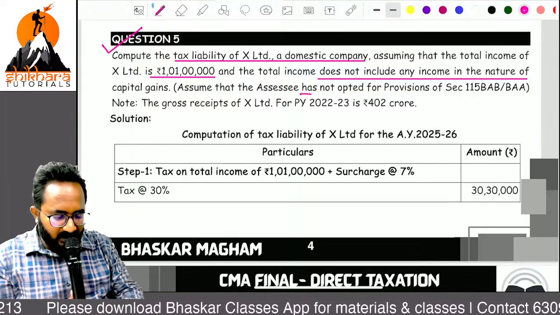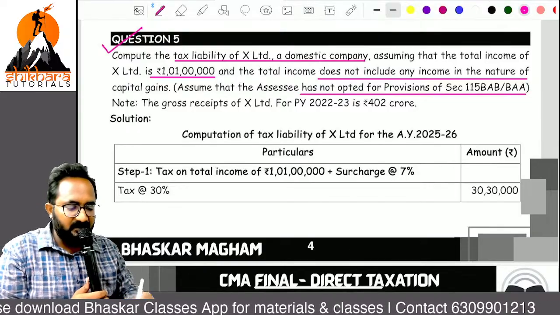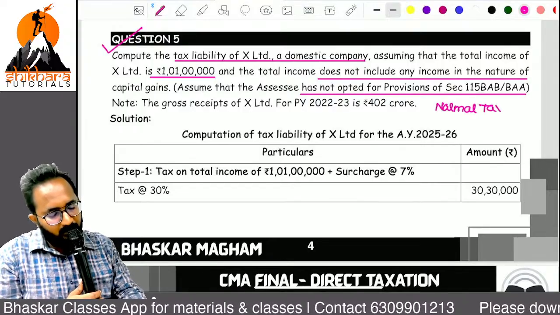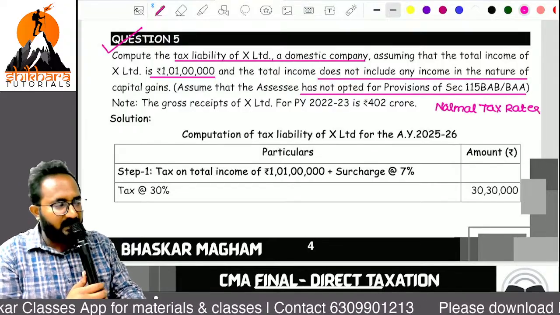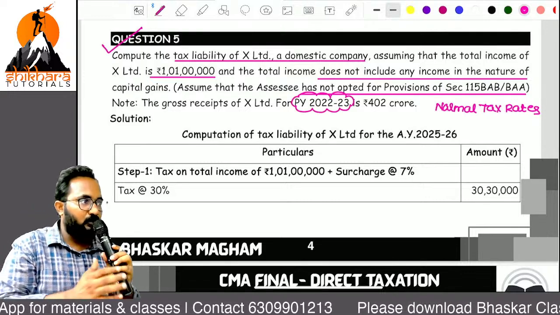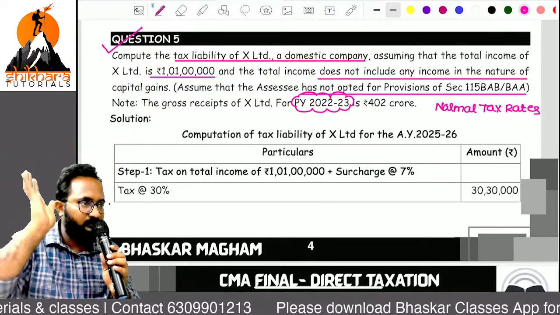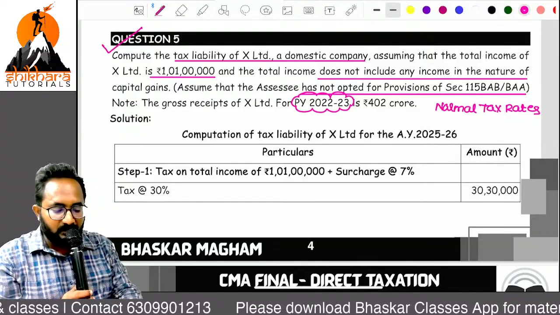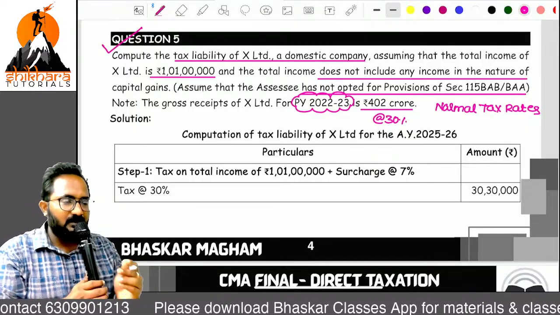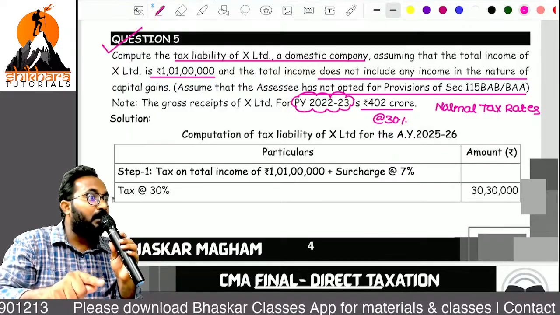And they have clearly given that X does not opt for 115BAB or 115BAA. That means X follows the normal rate. For a domestic company, the normal tax rate depends upon the previous year 2022-23 turnover. If the 2022-23 turnover or gross receipt does not exceed 400 crores, it is 25%. But here it is 402, so what is it? 30%. So with all the things given, you have to calculate the tax liability after marginal relief.